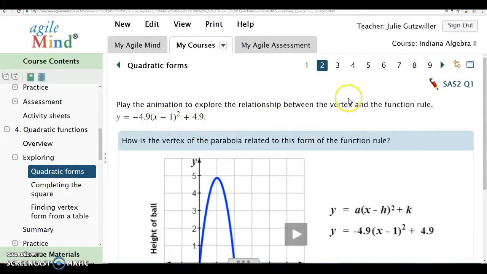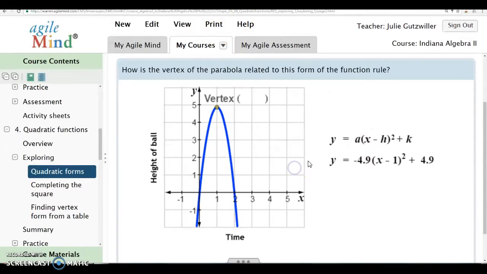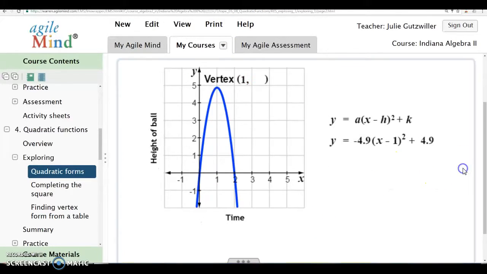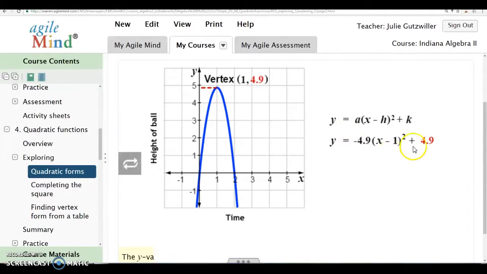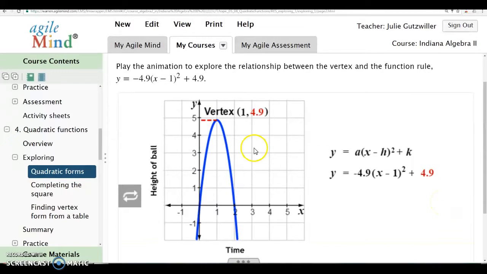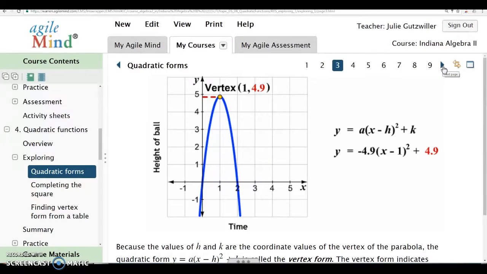So he wants to know, how is the vertex related in this form? So if your vertex is (1, 4.9), then the value of y is the same because of the k in the function rule. So that gives you h and k. Notice it's negative 1, but we pull it out as 1 because remember x just lies.